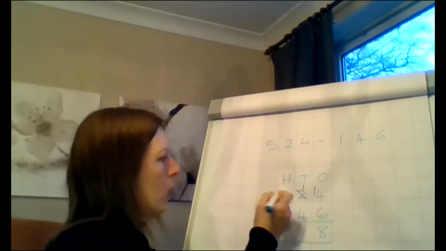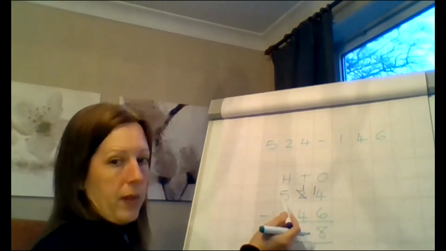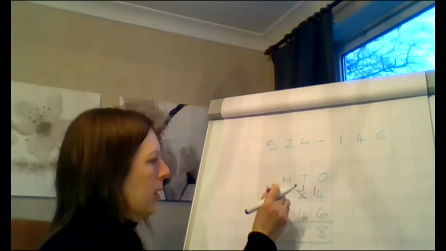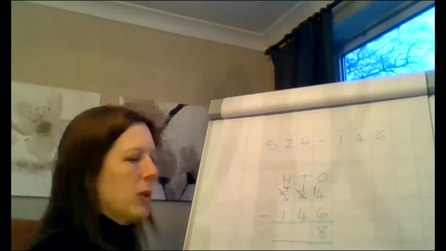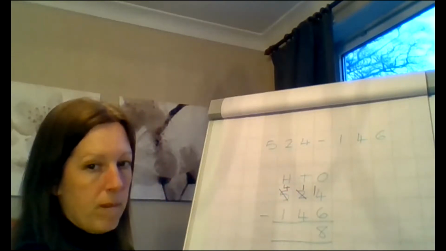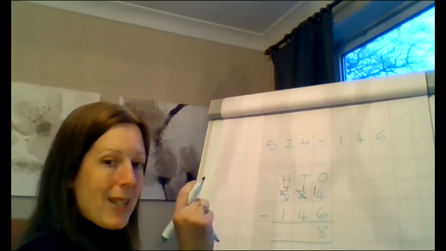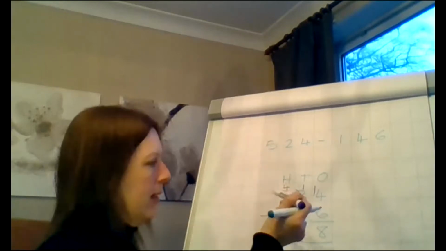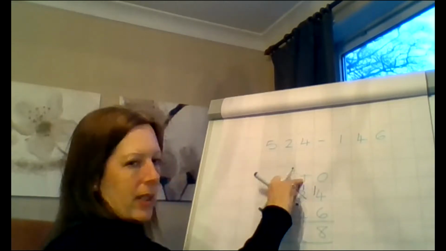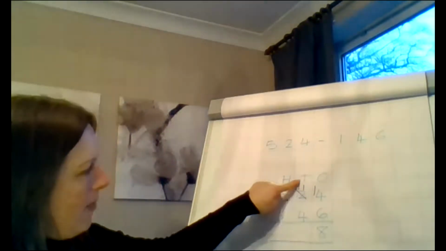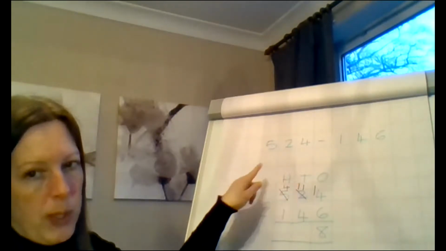So we're going to go over into my 500s that I've got here. I'm going to cross that out because I'm going to take one of those hundreds away, which means I'm going to be left with 4 hundreds in there, 4 hundreds. And then that 100, I'm going to swap that into 10 tens. So that is now going to mean that I have got 11 tens altogether. So I've got 11 here.